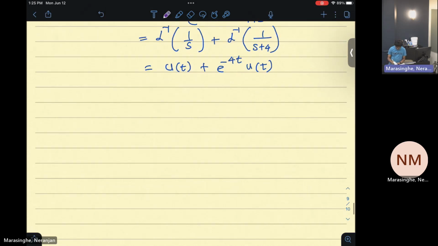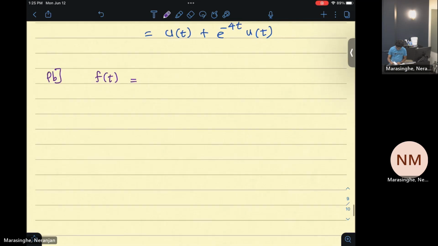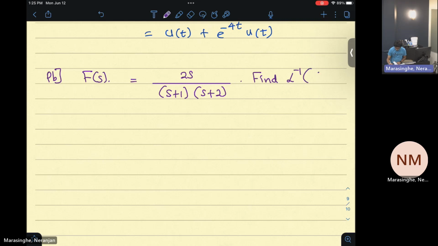Right. So let's do another one. Consider F(s) equals s divided by (s plus 1) times (s plus 2). Find the inverse Laplace transform of capital F.